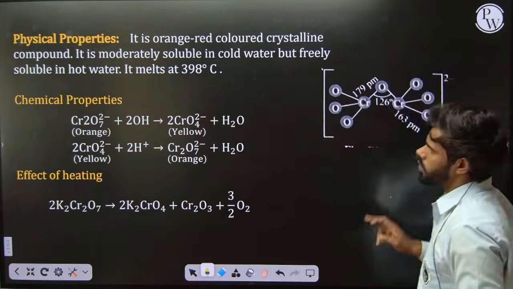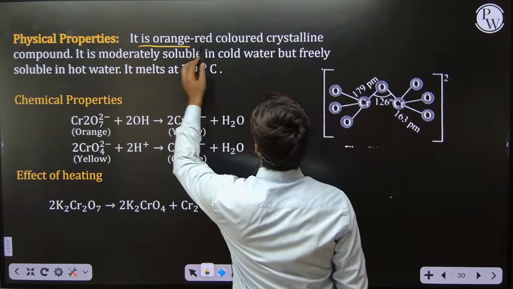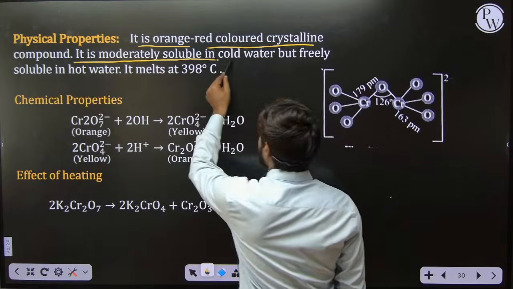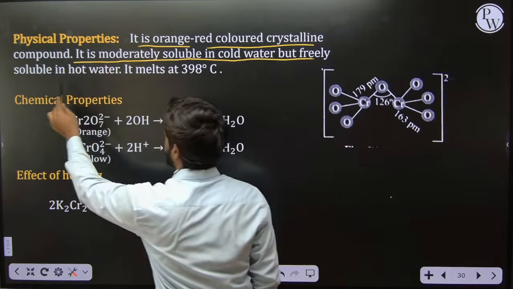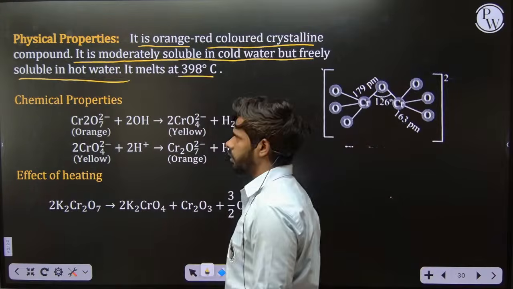Next, the properties of this compound. Some physical properties: it is an orange-red colored crystalline solid, moderately soluble in cold water but freely soluble in hot water, and it melts at 398 degrees Celsius.